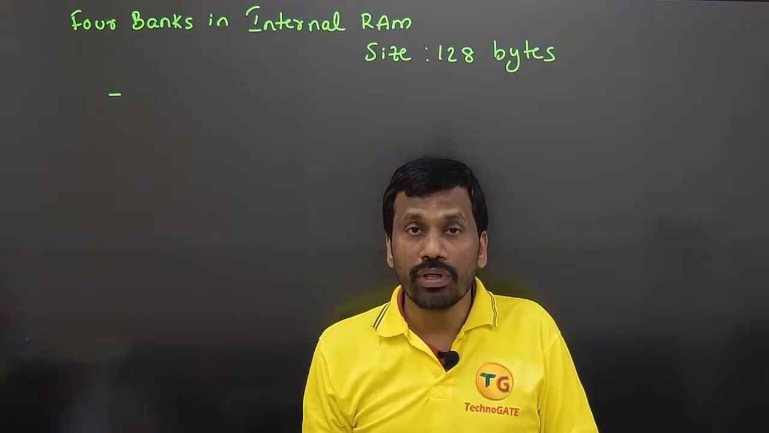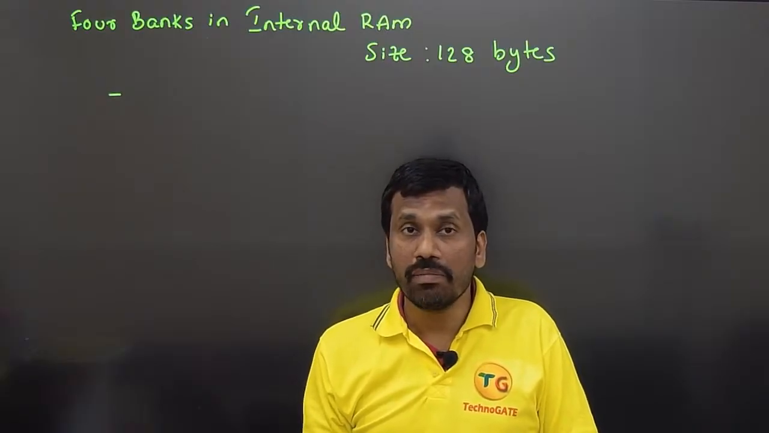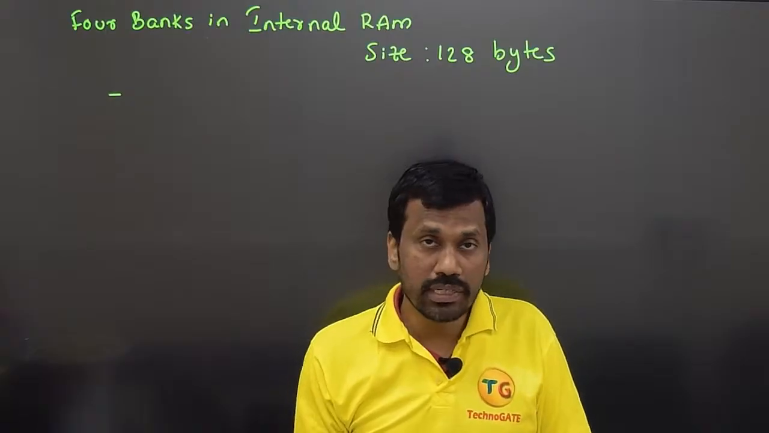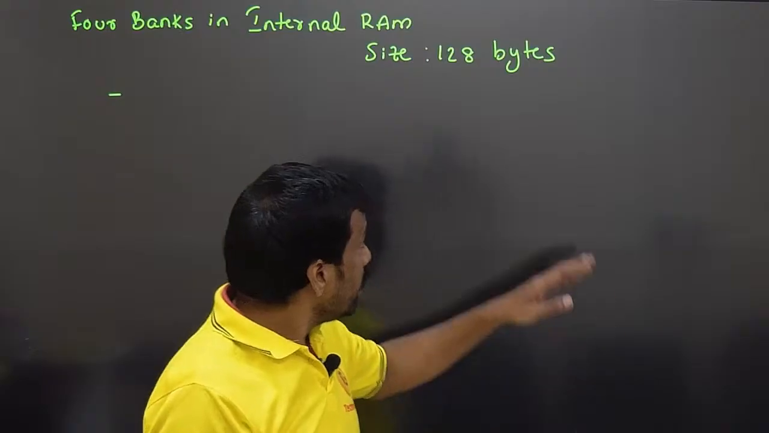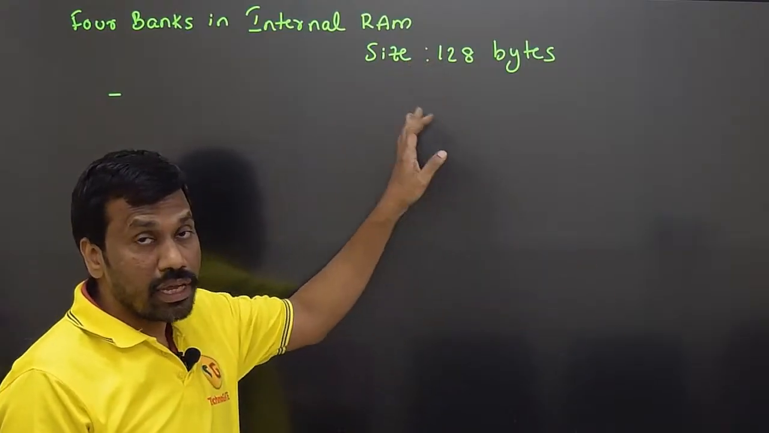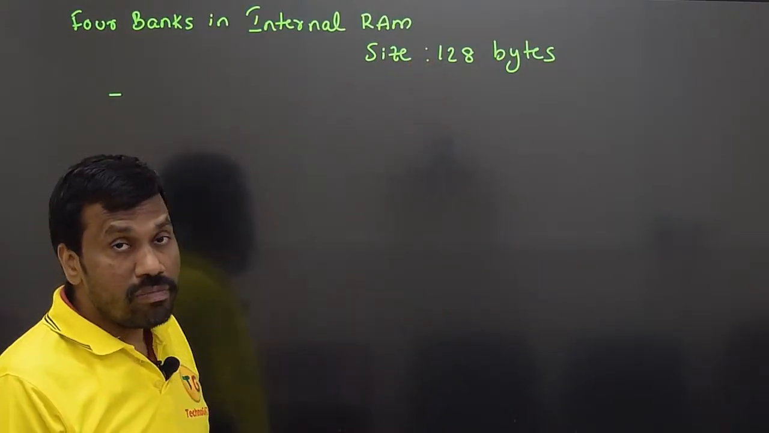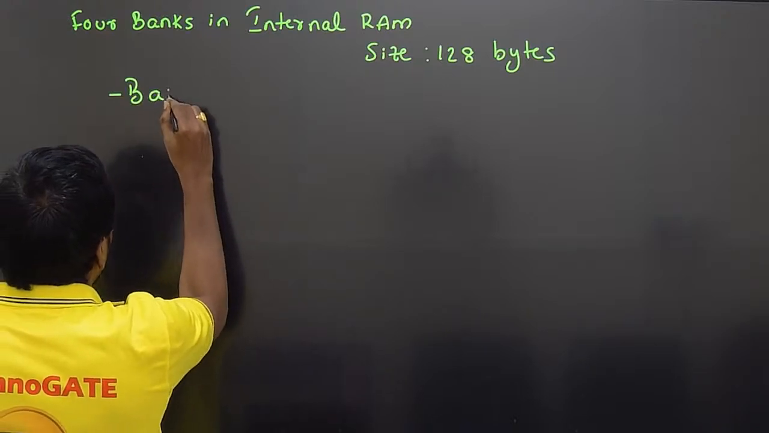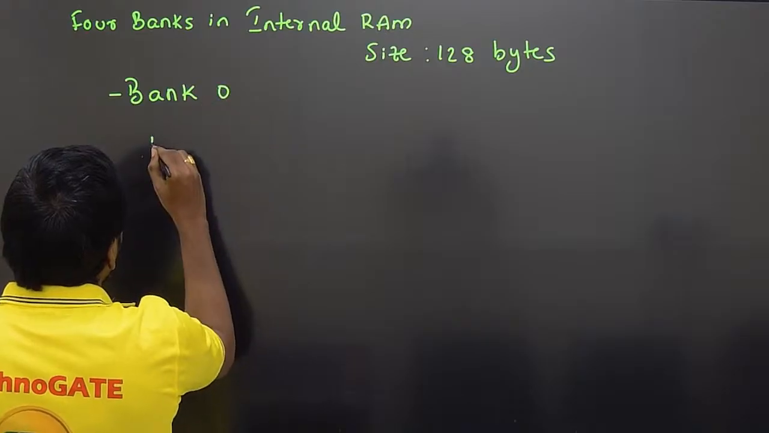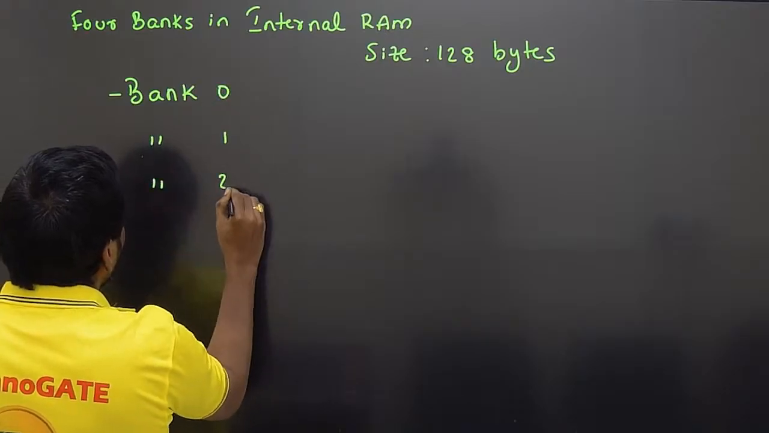Internal RAM size 128 bytes, 4 KB program memory, 4 I/O ports, 2 timers. I told all these points in the basics of 8051, so please watch that once. What is the internal RAM size? 128 bytes. And how many banks are there? 4 banks in internal RAM: bank 0, bank 1, bank 2, bank 3.